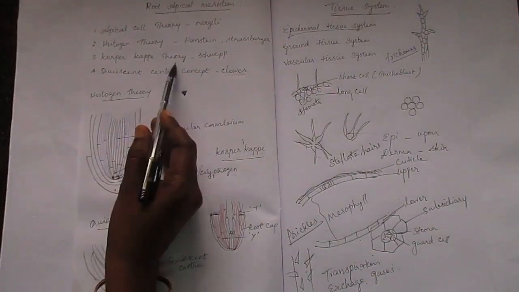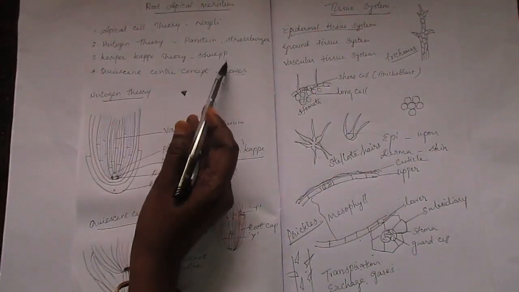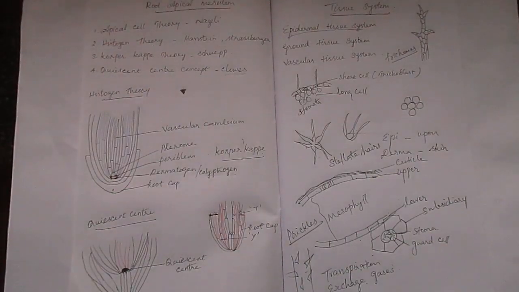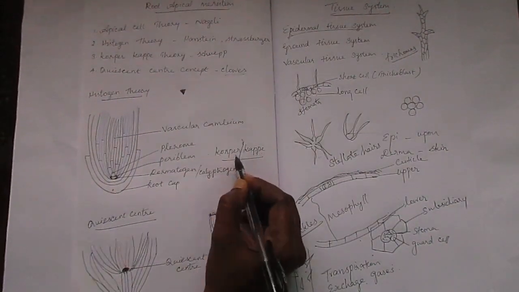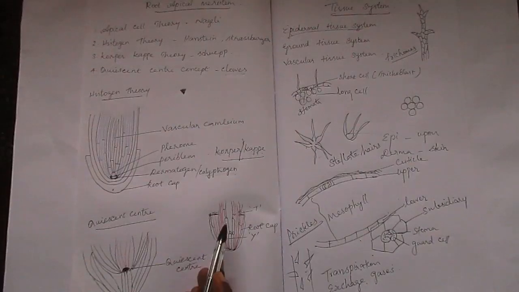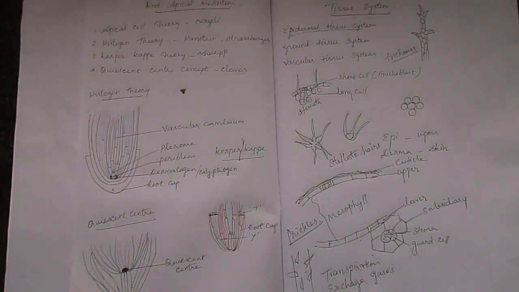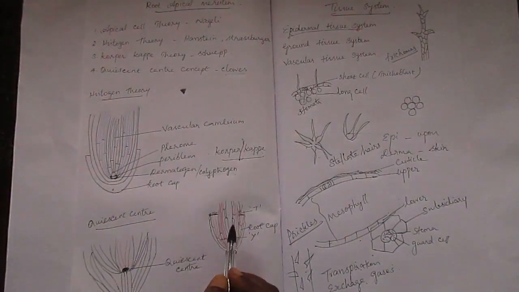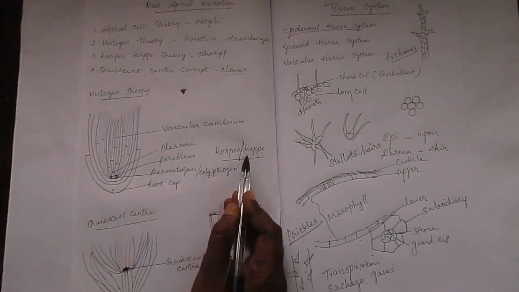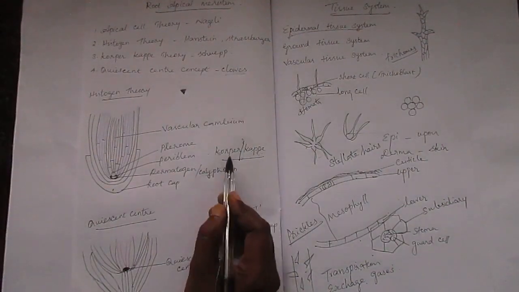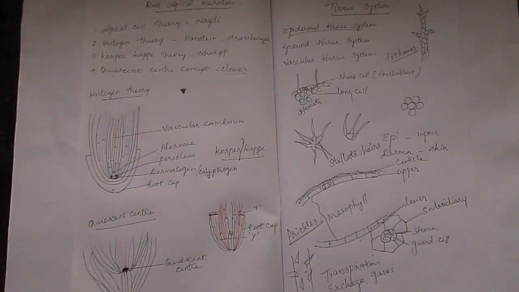Next theory, Carper cape theory, proposed by Schuepp. This theory has 2 zones. As the name indicates, Carper cape, there are 2 regions, Carper and cape. Look at this picture. The Carper zone forms the body and the cape zone forms the cap. Cape produces the cap, Carper produces the body. This theory is equivalent to tunica corpus theory.